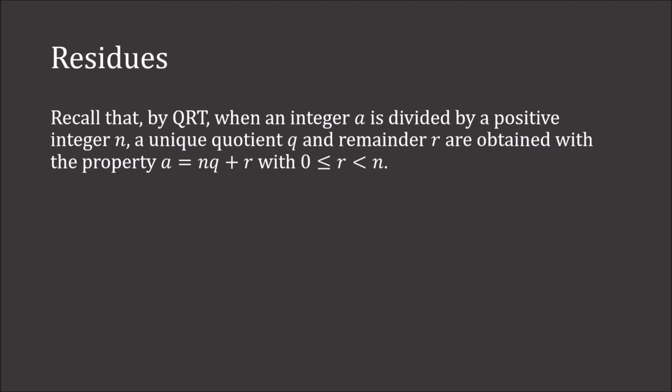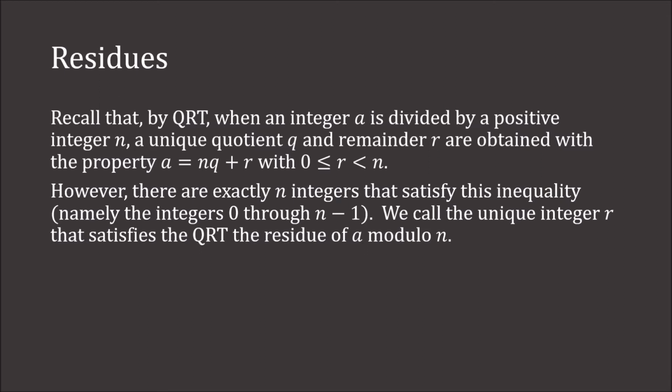Now recall that by the quotient remainder theorem, when an integer a is divided by a positive integer n, a unique quotient q and remainder r are obtained with the property a is nq plus r, with 0 less than or equal to r less than n. However, there are exactly n integers that satisfy this inequality for r, namely the integers 0 through n minus 1.